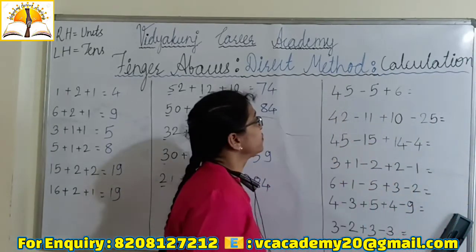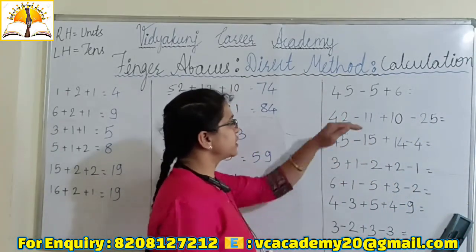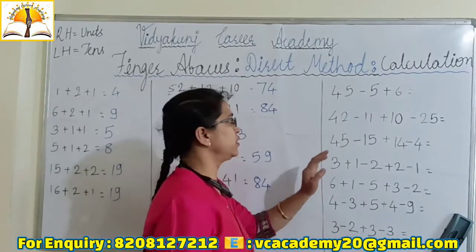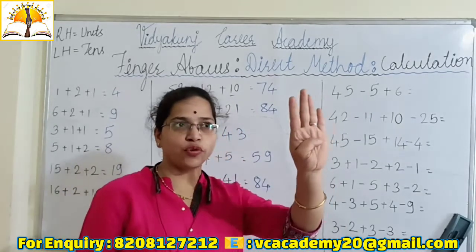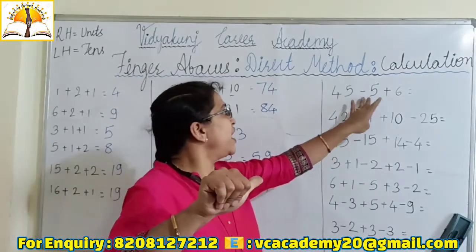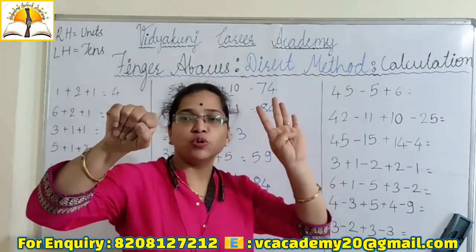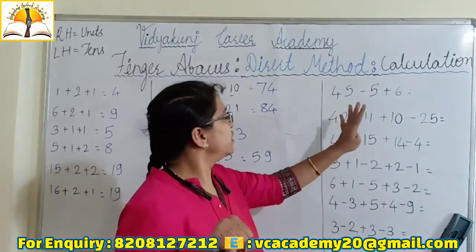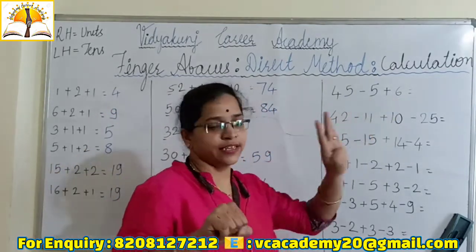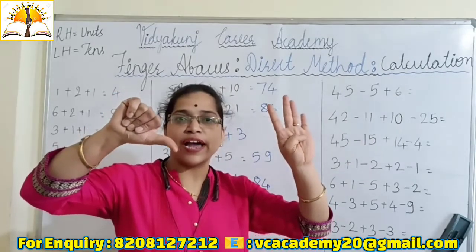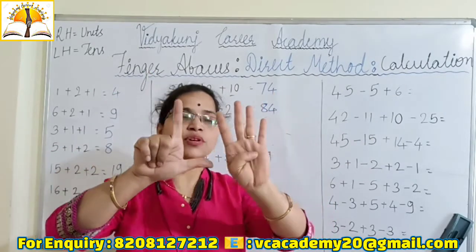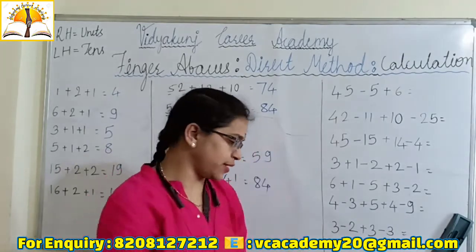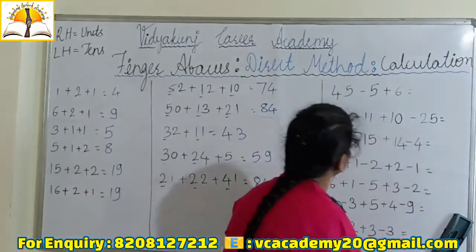Okay. Then the next mixed number given is 45. 40, then 5 minus 5. Remove this. Close. Minus means we have to close the fingers. Yes. Then plus 6. Raise 5 plus 1, 6. What is this answer? 40, 46. Our answer is 46.